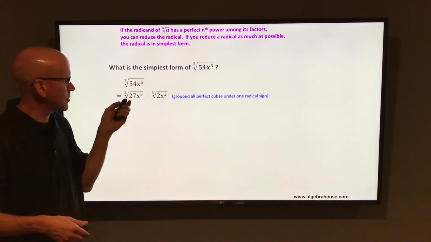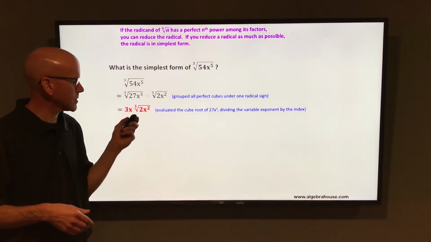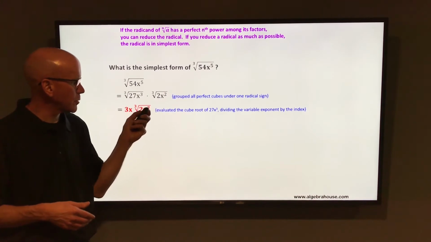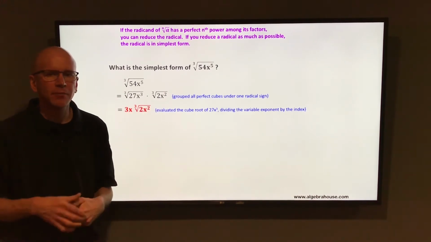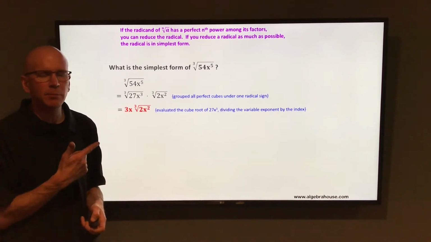So the cube root of 27, that is 3. The cube root of x to the third is x. And then you have that cube root of 2x squared left over. So this simplifies to be 3x times the cube root of 2x squared. That is simplest radical form.